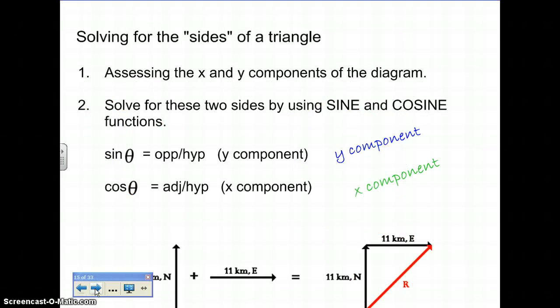Solving for the sides of the triangle. When you solve for the sides of the triangle, you want to assess your x and y components on the diagram and solve for them by using the sine and the cosine function. If you're going to use the sine function, that means that you're talking about opposite over hypotenuse. If you want to use the cosine function, that would mean adjacent over hypotenuse. Now notice here that I am saying that you're going to use sine theta for the y component and cosine theta for the x component. This is only true of bow tie triangles.